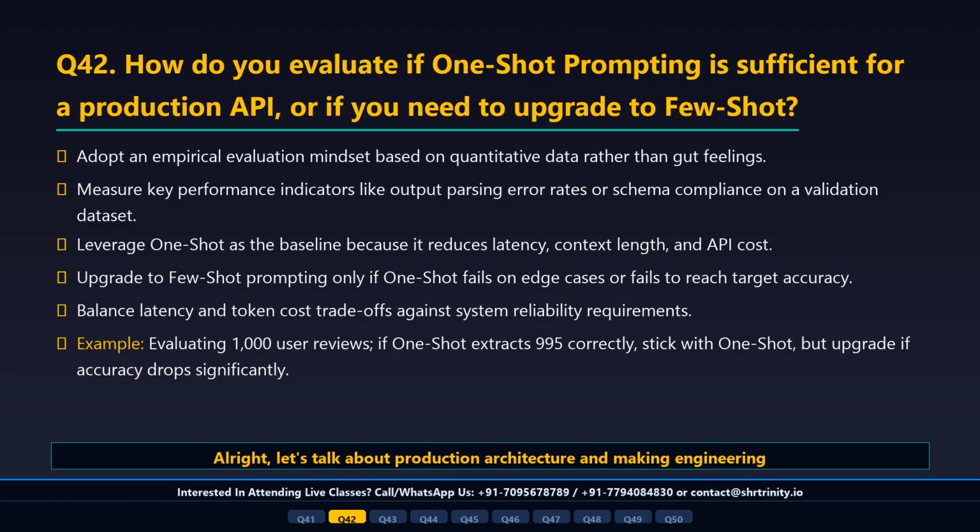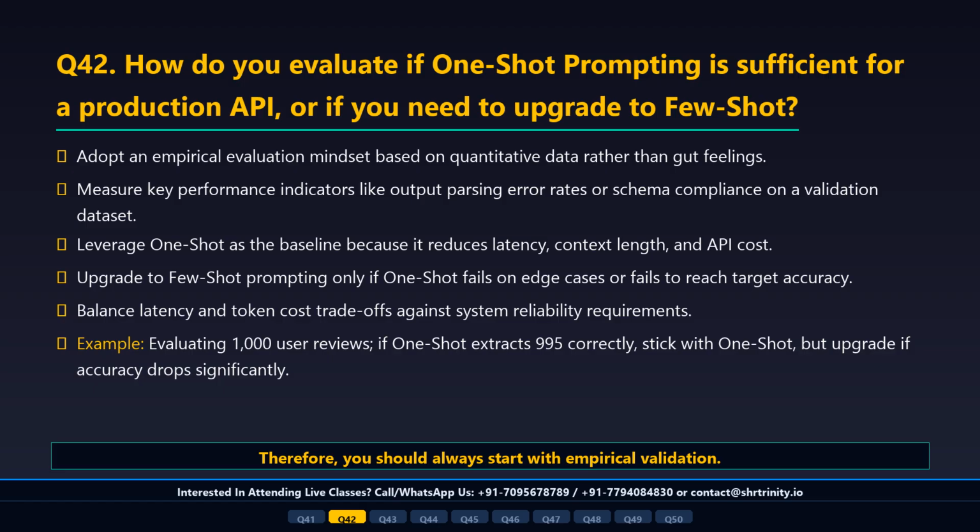Alright, let's talk about production architecture and making engineering trade-offs between one-shot and few-shot prompting. A common mistake candidates make is assuming that adding more examples, or few-shot prompting, is always better. But in software engineering, every extra example costs tokens, increases latency, and raises API bills. Therefore, you should always start with empirical validation. You establish one-shot prompting as your baseline because it is leaner and faster.